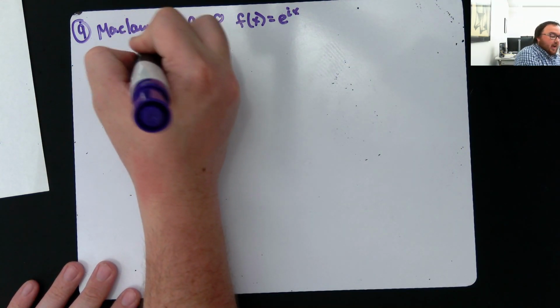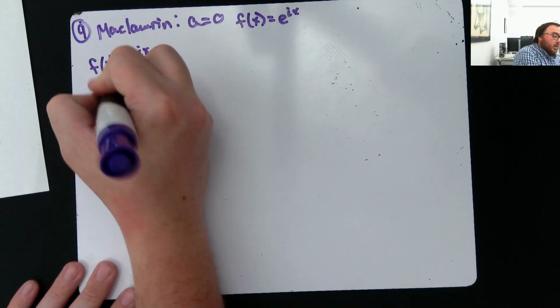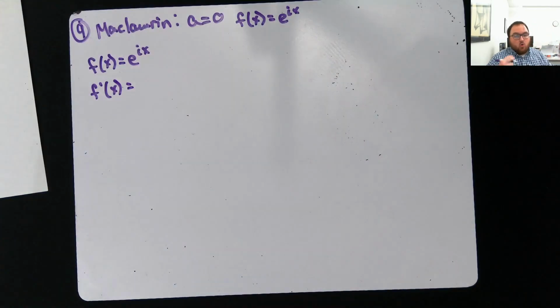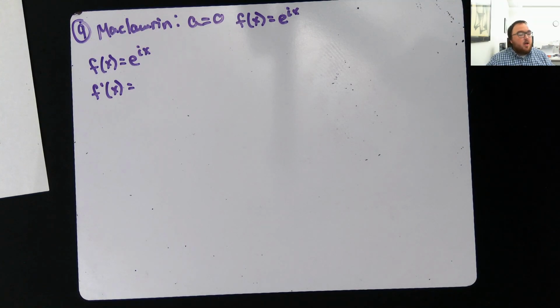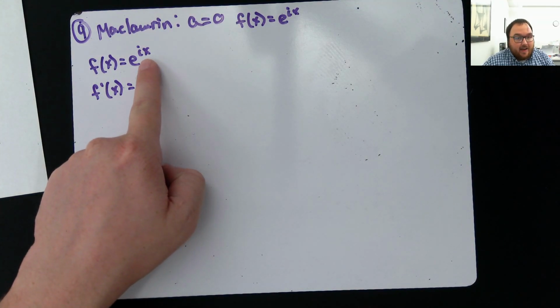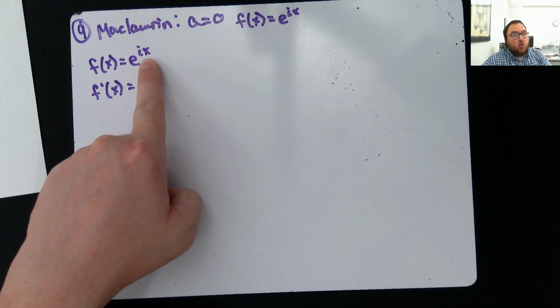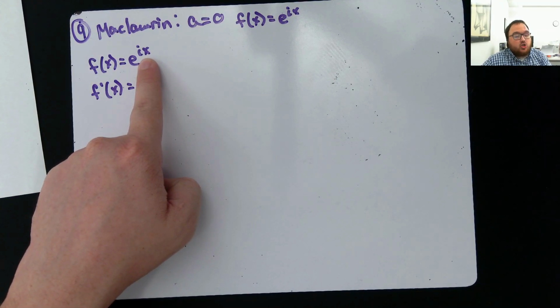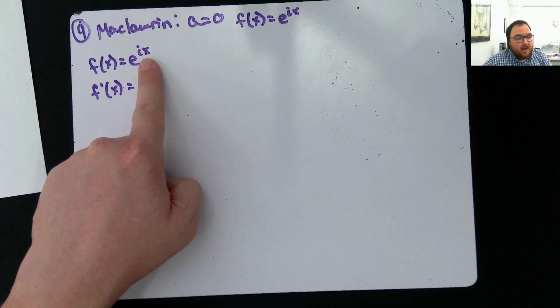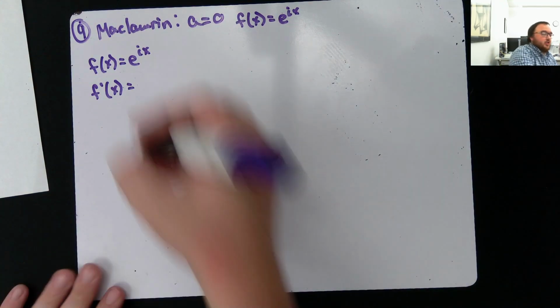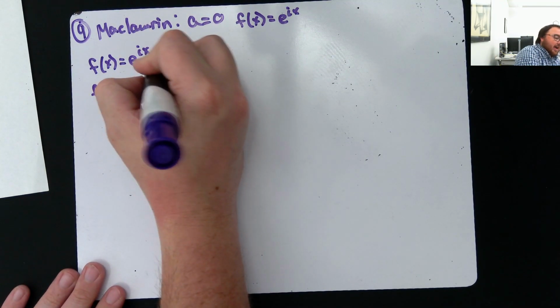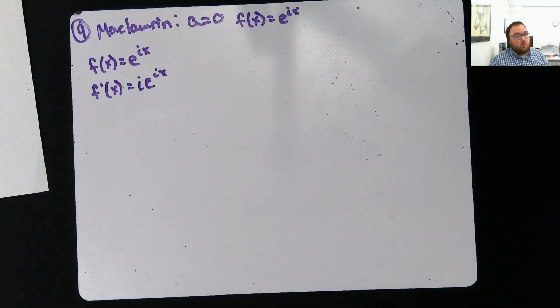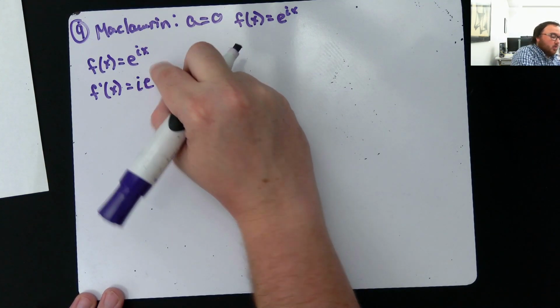The function is just e to the ix. The derivative, remember, e stays e, but I have e to the ix. So by the chain rule, I need to multiply this by the derivative of ix. i is just a constant, so the derivative of ix is just i. So this derivative is i e to the ix. Again, by the chain rule. If that doesn't make sense, make sure you understand that. You can ask me or whatever.